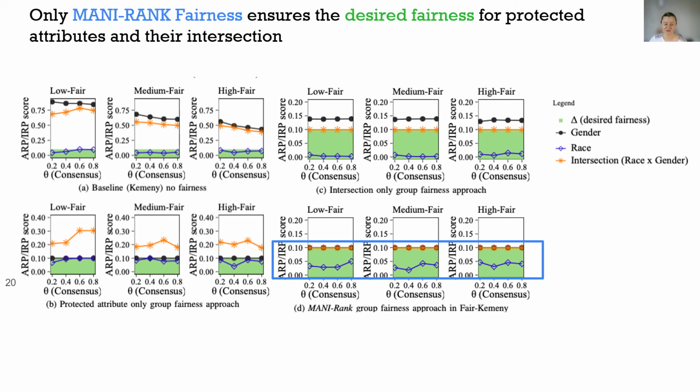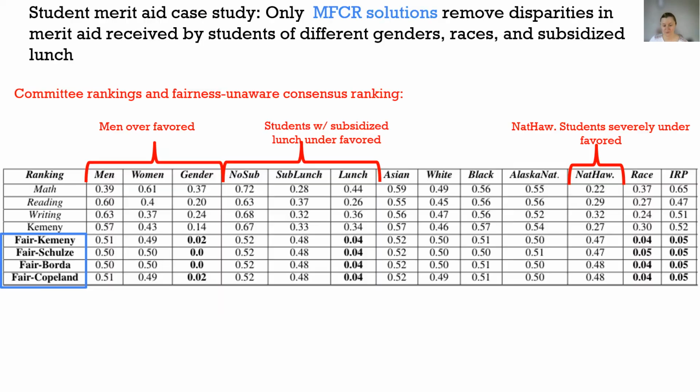Thus, we find that there is no fairness for free. So you truly need the approach of many-rank fairness to protect both the protected attribute groups and the intersectional groups alike. Turning to a case study on student merit aid, we find that our MFCR solutions are able to remove disparities across different student groups.